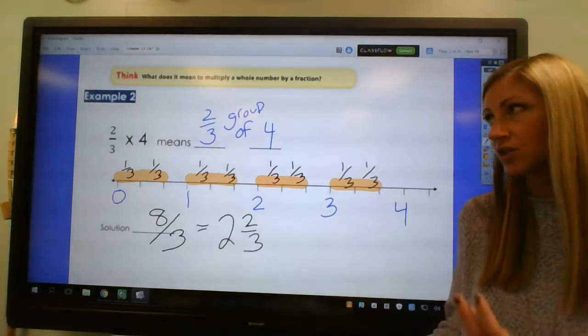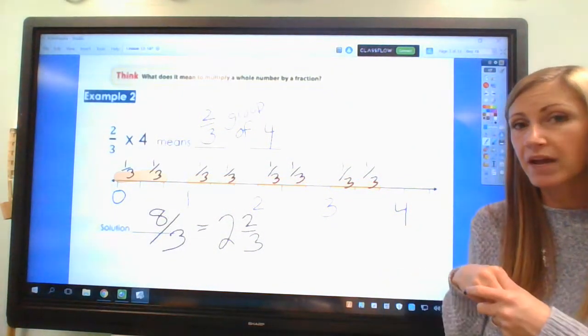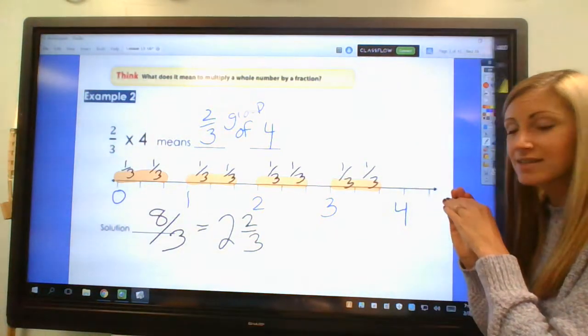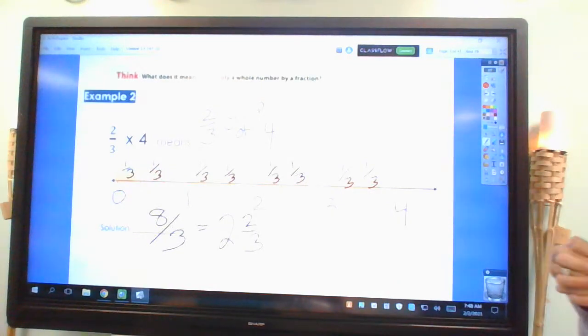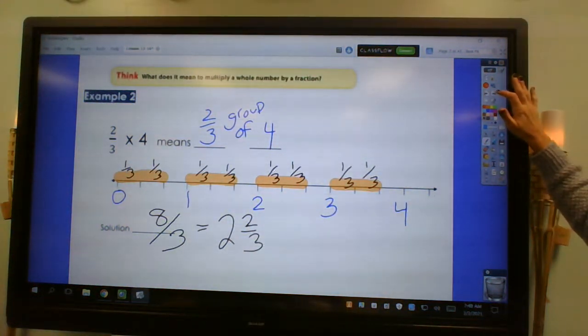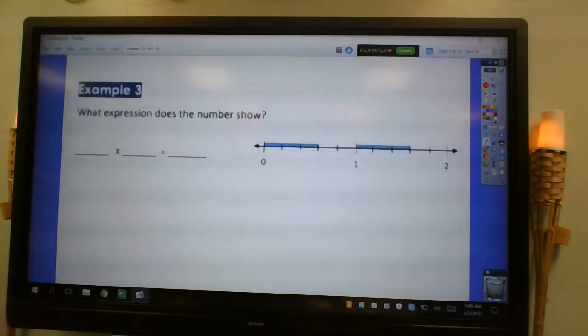Of course, it's the same answer because of that commutative property, that it doesn't matter which one we multiply first. But the important thing is seeing it on that number line and how different that is. Okay. So now let's look at one that's already done for us.